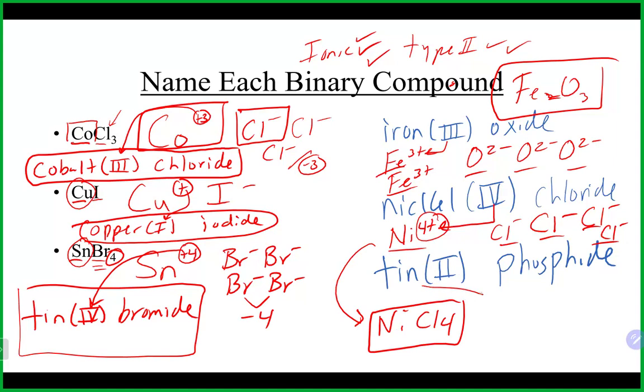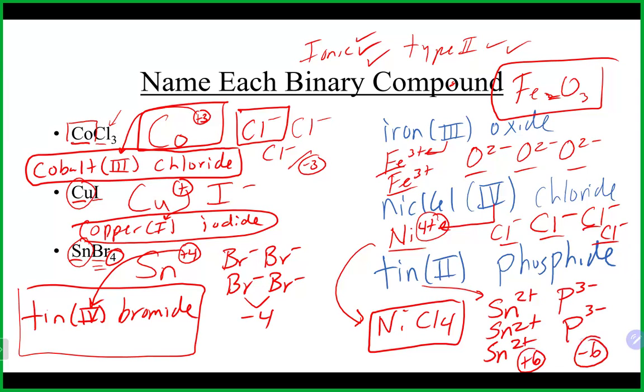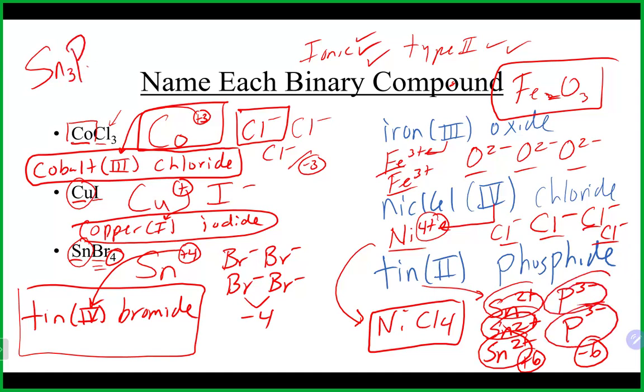And lastly, tin Roman numeral 2 means my tin has a +2 charge. And phosphide is phosphorus on the periodic table. Again, common number: 3 times 2 is 6. I would need 2 of these guys, and for my tin, I would need a few of those. That's going to give me a +6 to balance out my -6. So 1, 2, 3 tins and 1, 2 of those guys. That gives me my proper formula here.